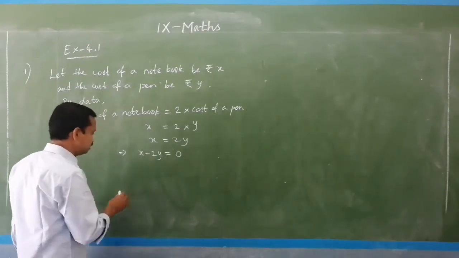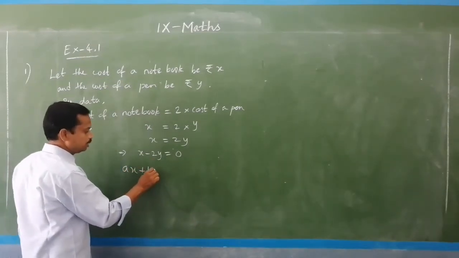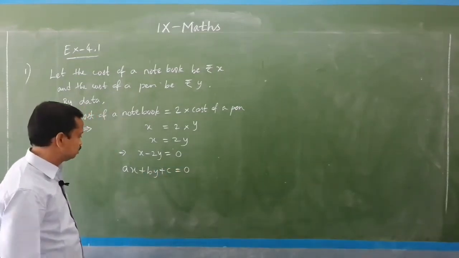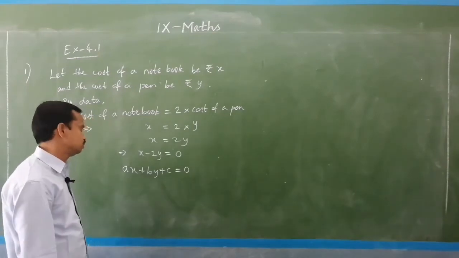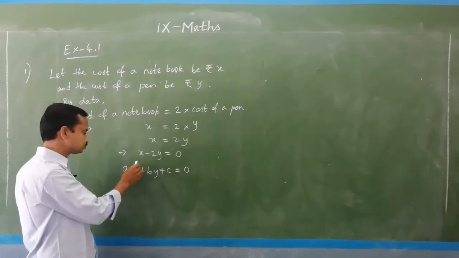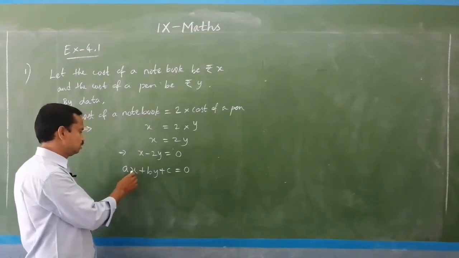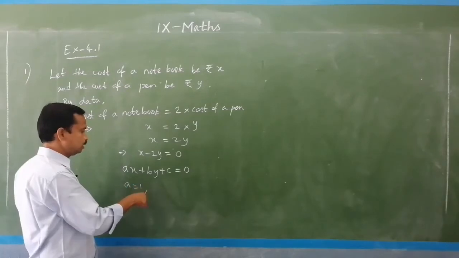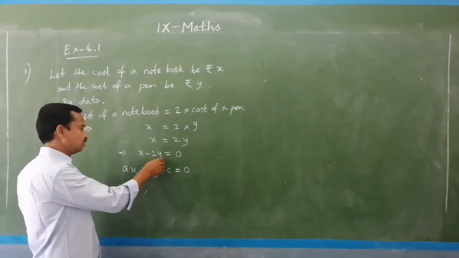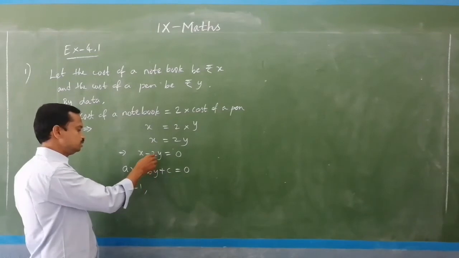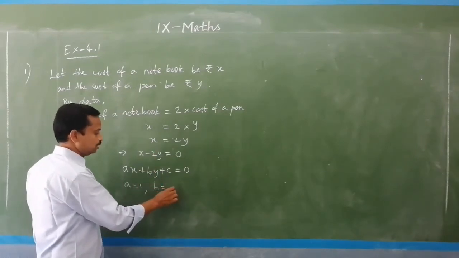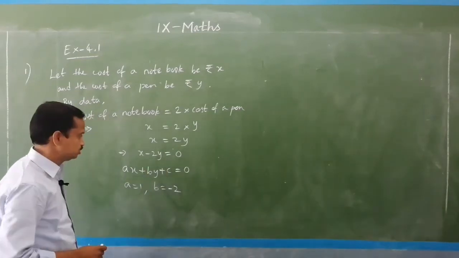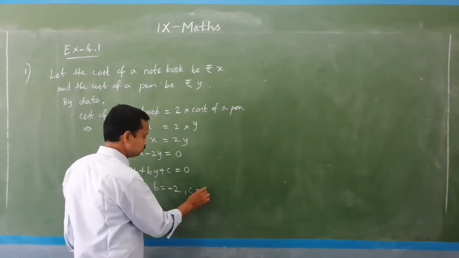This is the general form. While comparing with the general form ax plus by plus c equal to 0, very beginning I told you the general form of a linear equation in two variables. Here the x coefficient is a, so a equal to 1, and here the y coefficient is b, which is minus 2. So b equal to minus 2, and here there is no constant, so c will be 0.